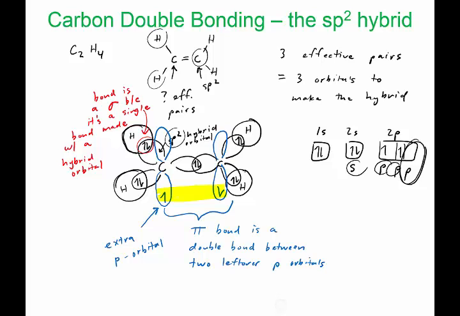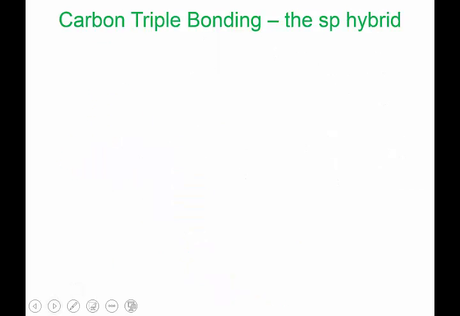And when you have this double bond, there's a special note to make that there is no rotation because of that extra p orbital. It doesn't rotate, so there's no rotation around double or triple bonds. Okay, real quick, on to the next example.